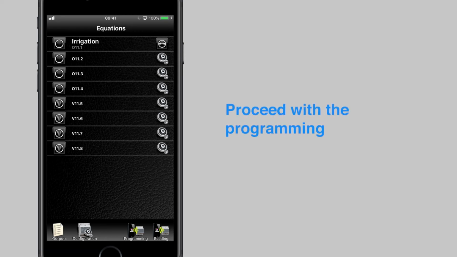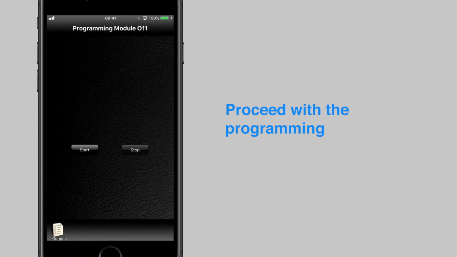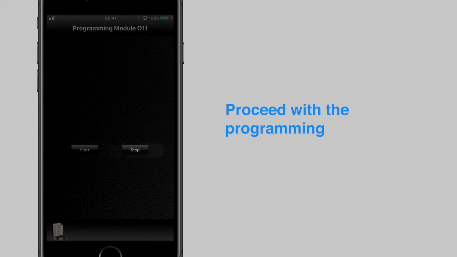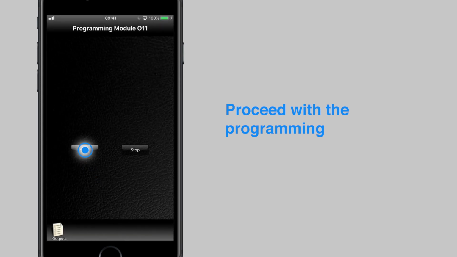At the end of the Equations page, proceed to the programming of the module by clicking on the Programming icon. The Start and Stop buttons will appear. Press Start and wait for the completion of the operation, which will take a few seconds.